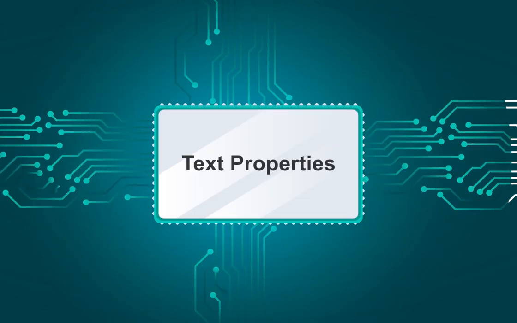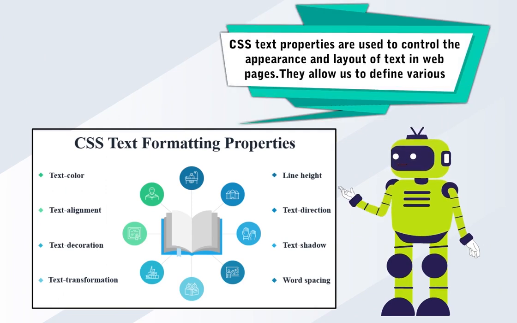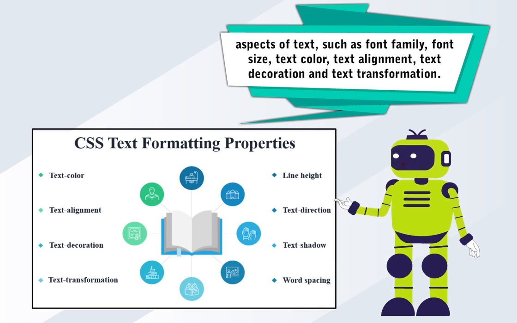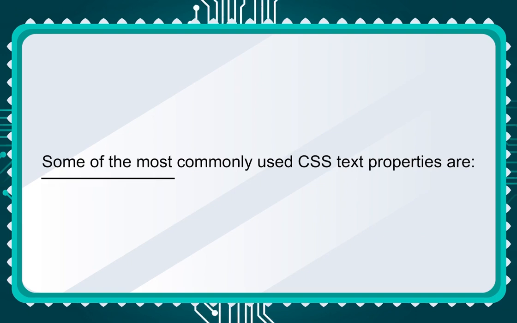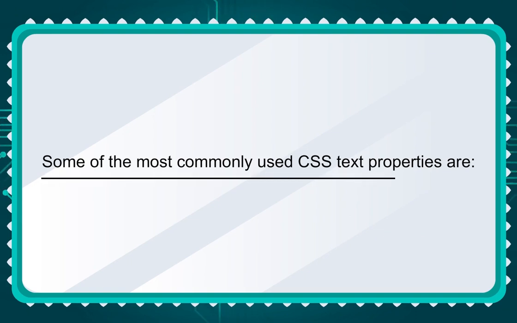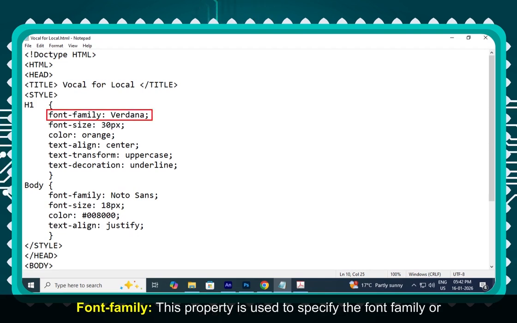Text properties. CSS text properties are used to control the appearance and layout of text in web pages. They allow us to define various aspects of text such as font family, font size, text color, text alignment, text decoration, and text transformation. Some of the most commonly used CSS text properties are font family.